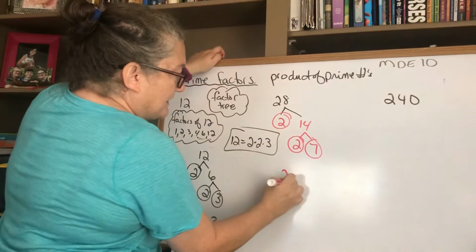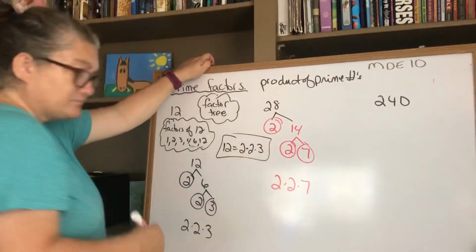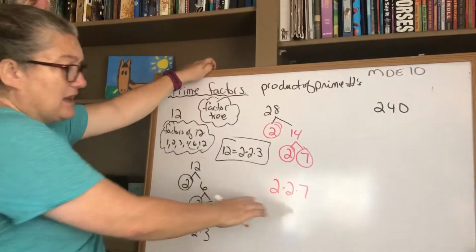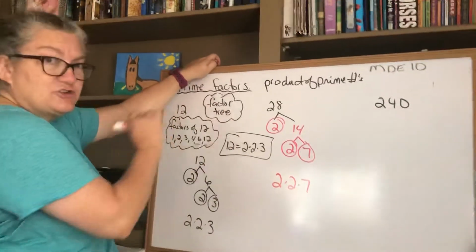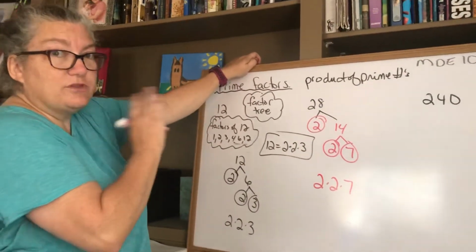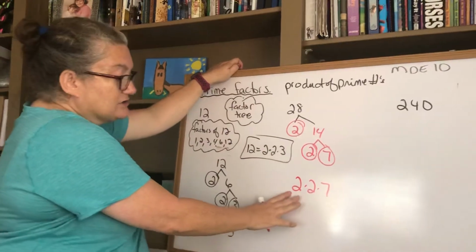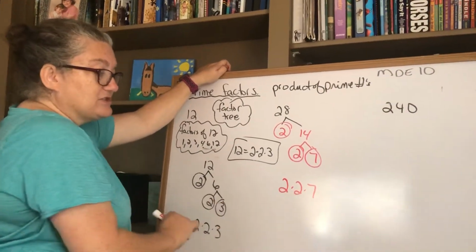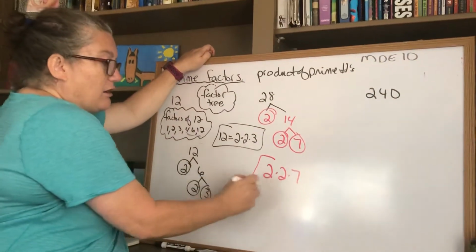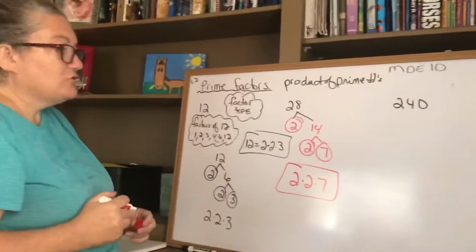So when I sit here and I go 2 times 2 times 7, I will quickly mentally multiply these together to make sure it does equal 28, to make sure we didn't leave one of those prime factors hanging out in the tree. So 2 times 2 is 4, 4 times 7 is 28. We got that. There are our prime factors of 28.